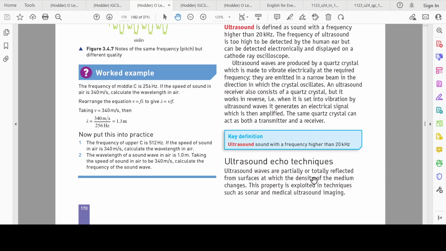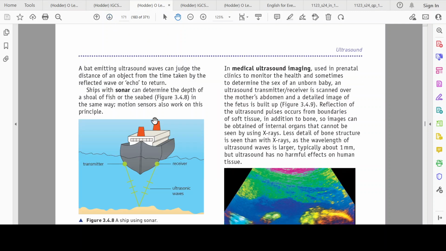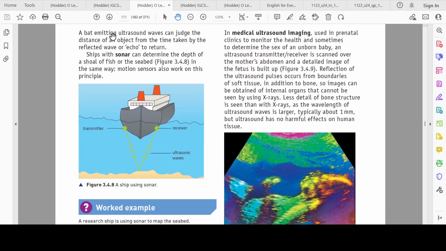Now, ultrasound is used in different scenarios in life. One is sonar imaging. Bats use sonar: they emit ultrasound, and when it reflects and comes back, they can hear it. From that echo, they make a judgment of whether there's any object to avoid, or any insects or fruit to eat, or whatever it is that they are looking for.